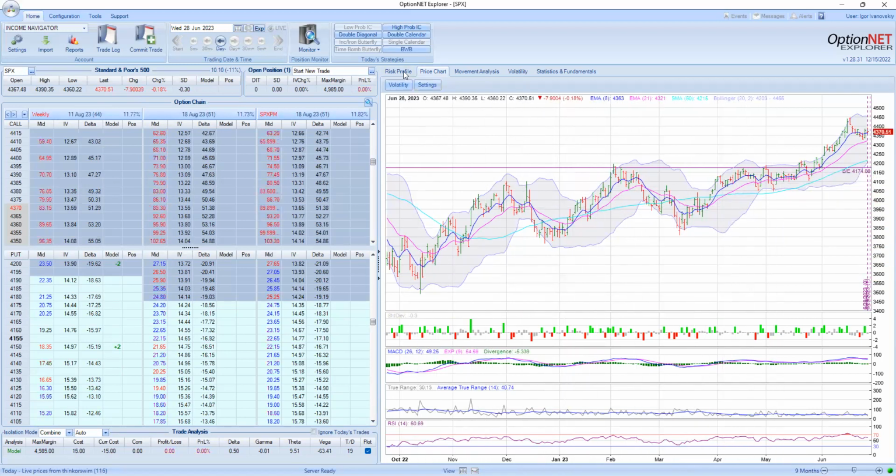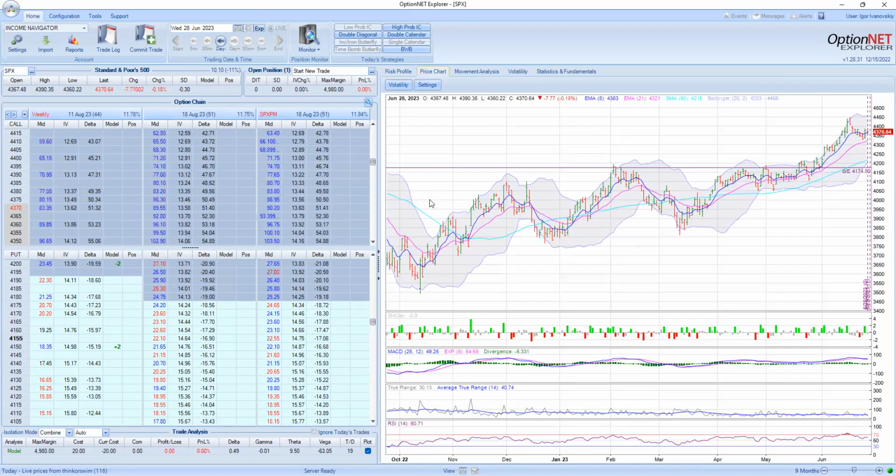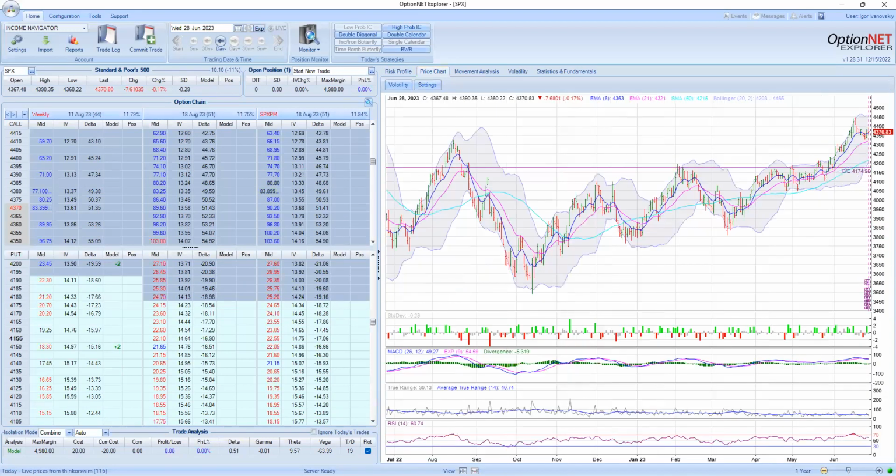And if you think that the market's going to continue to trend higher, then you can set up a trade that has no risk to the upside and has a net positive delta. Or if you said, well, you know what, we've been trending since October.